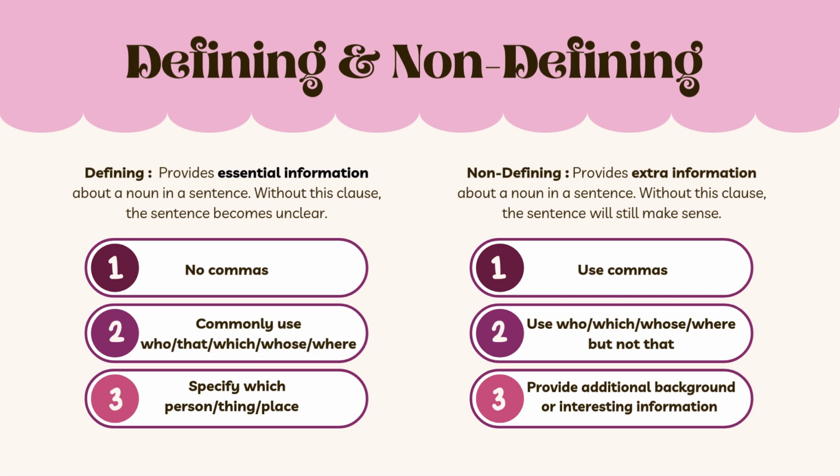Now, let's move on to non-defining clauses. These provide extra information about the noun that isn't essential for the sentence to make sense. We can remove it, and the sentence still makes sense. Here, you can't use that. Instead, you use who, which, whose, or where, and can use commas. So, to summarize, defining clauses are like necessary details, while non-defining clauses are like bonus information.